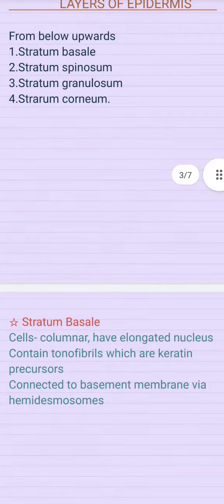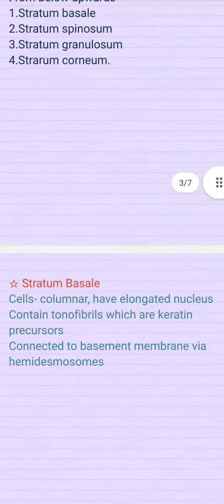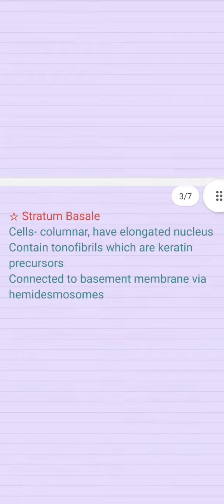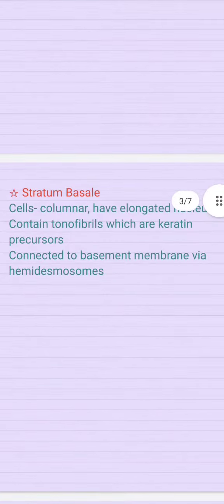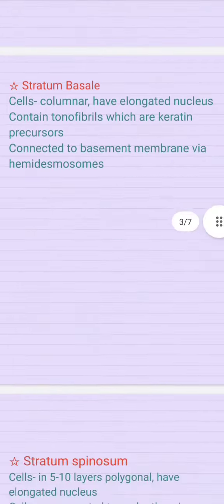First, let's come to stratum basal, the most important layer of the epidermis. It is the basalmost layer, present in a single layer, and it is the closest to the basement membrane. The cells of this layer are sources of stem cells and dividing keratinocytes. The cells are columnar, very tightly attached to each other, and have an elongated nucleus. They contain tonofibrils, which are keratin precursors, and they are connected to the basement membrane via hemidesmosomes.